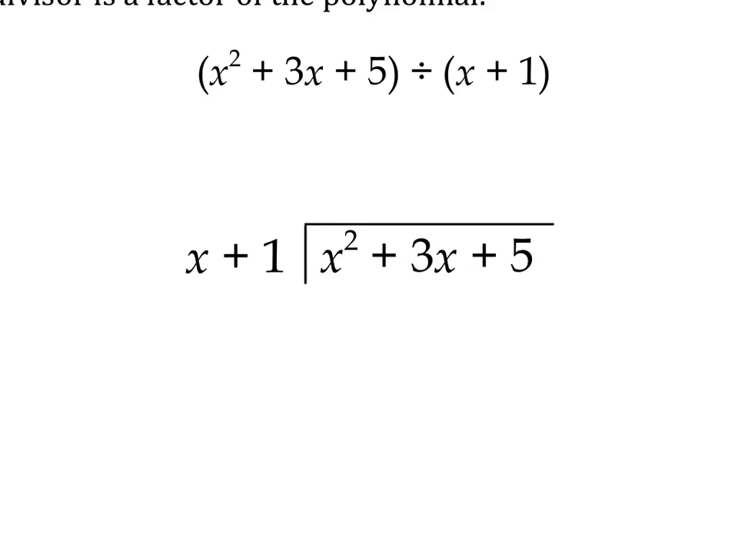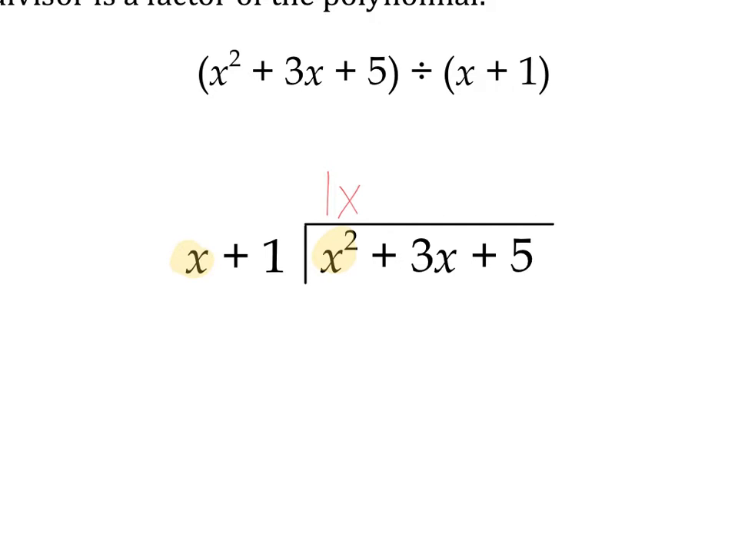All of this is going to be hinging on the very first term that we see from both our dividend and our divisor. So what we want to ask ourselves is, how can I get x to go to an x squared? Or if I divided x squared by x, what would be my result? Or think of it backwards. X times what would give me an x squared? Well, the answer to that would be 1x. If I did 1x times x, I would get 1x squared.